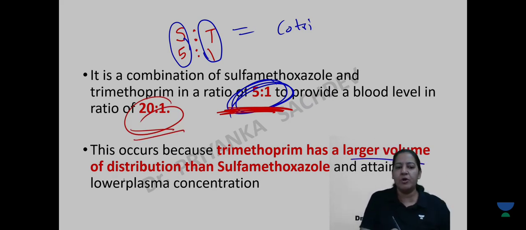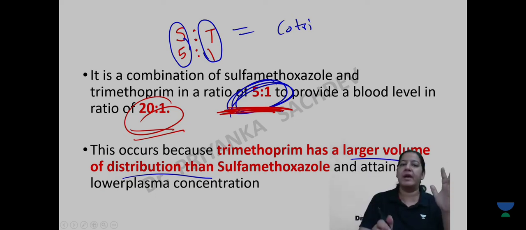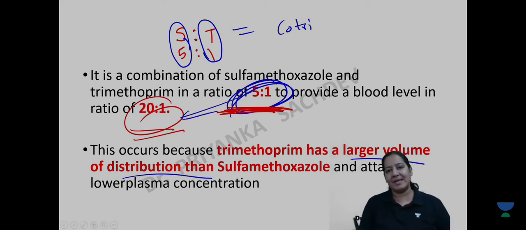The reason is the difference in volume of distribution. Most of the trimethoprim enters the tissue, and sulfonamide remains in the blood only. That's why the ratio changes after going inside the body.